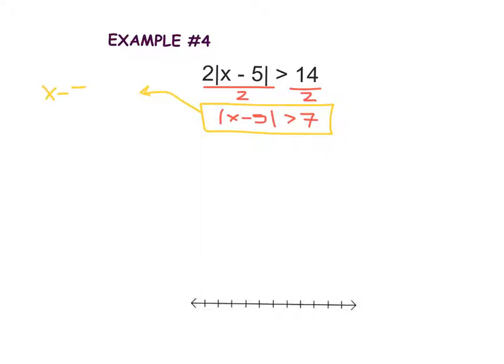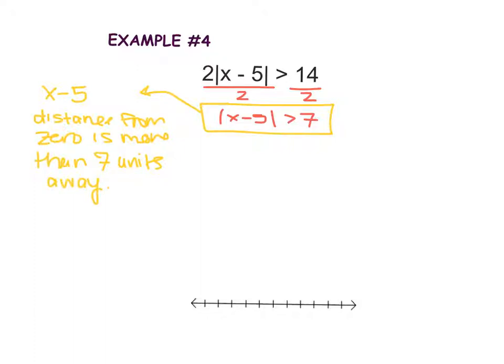And this is saying x minus 5, its distance from 0 is more than 7 units away. So if I think of numbers that are more than 7 units away from 0, I think of numbers like 8 and negative 8, 10 and negative 10.